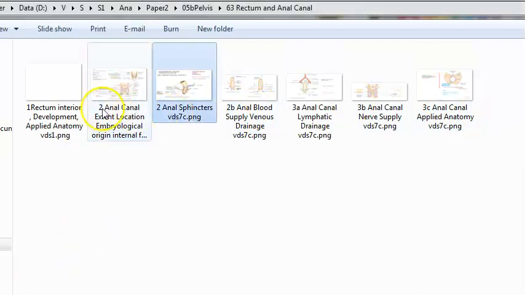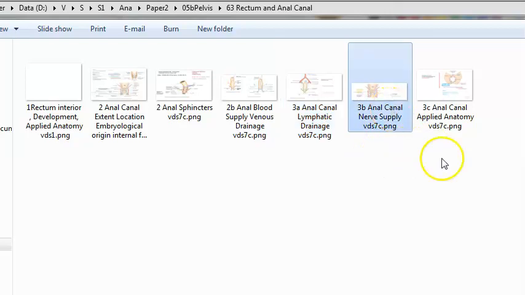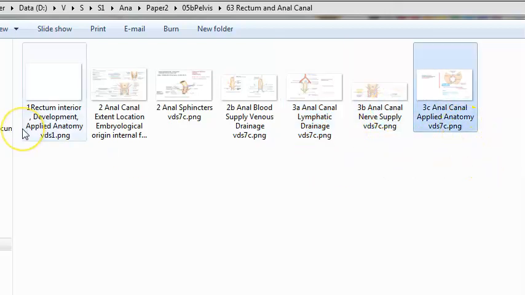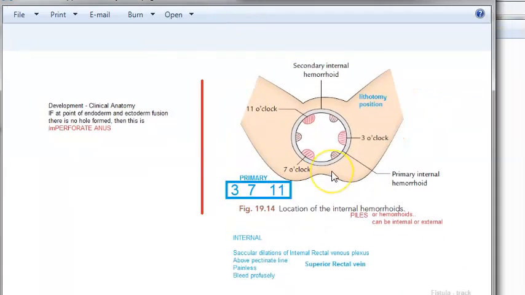For some important topics, you should know everything: the venous drainage, the lymphatic drainage, the nerve supply, and the applied anatomy. Always end your answer with some applied anatomy. For example, what could be the applied anatomy of the anal canal? It could be hemorrhoids. So you should end with a clinical note as to why you are reading this anatomy and why it would be important.